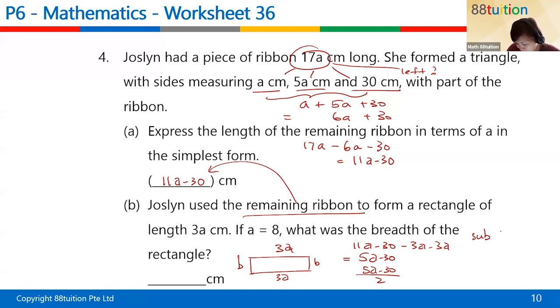So sub A equals to 8. So you have 5 times 8, 40 minus this 30, then divide by 2 is 5 cm. All right. So far, okay?